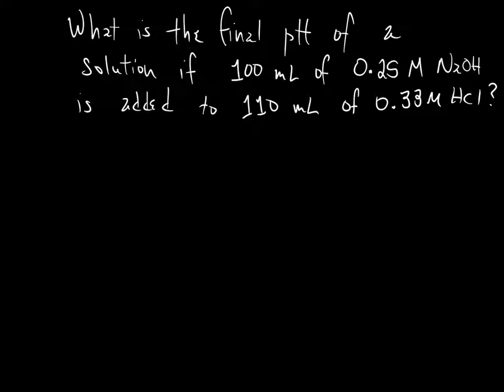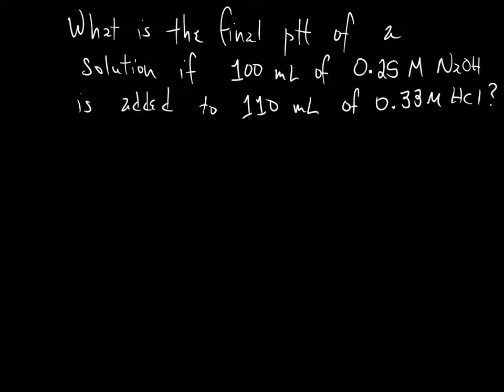Okay, so now this is a little different. It's the same thing, but it's taking it one step further. Because it says what is the final pH, which is a fancy way of saying how much acid is there, of a solution if 100 milliliters of that base was added to 110 milliliters of that acid. So essentially all you have to do is figure out how much acid is left over. This time, it's not as simple as saying 10 milliliters and multiplying by that number, because they're different concentrations and different volumes. So I tried to pick one that was a little bit more complex.